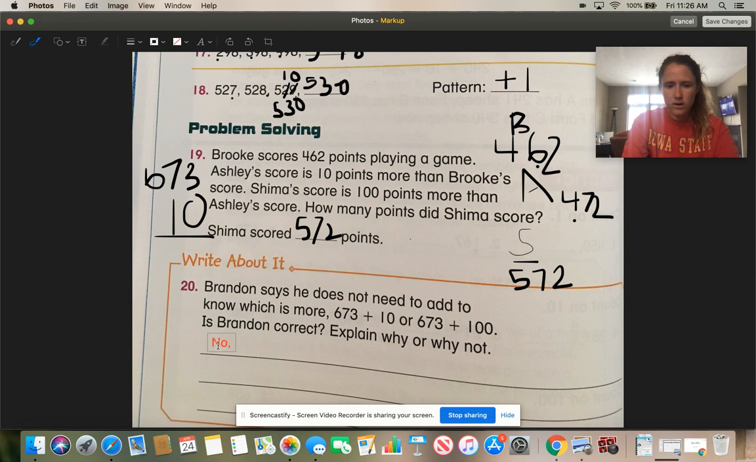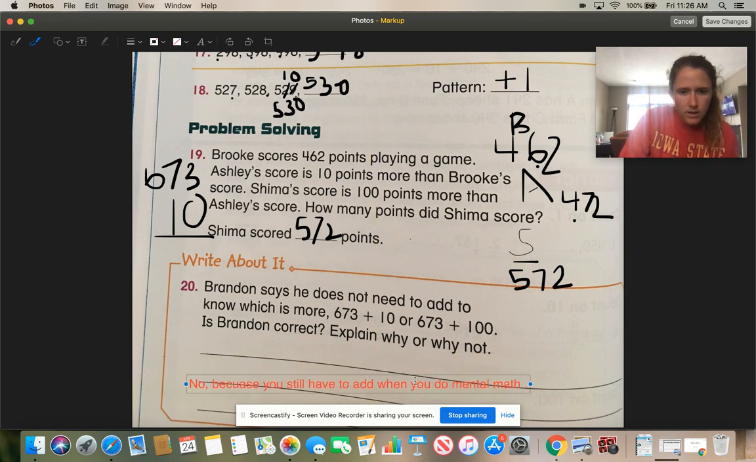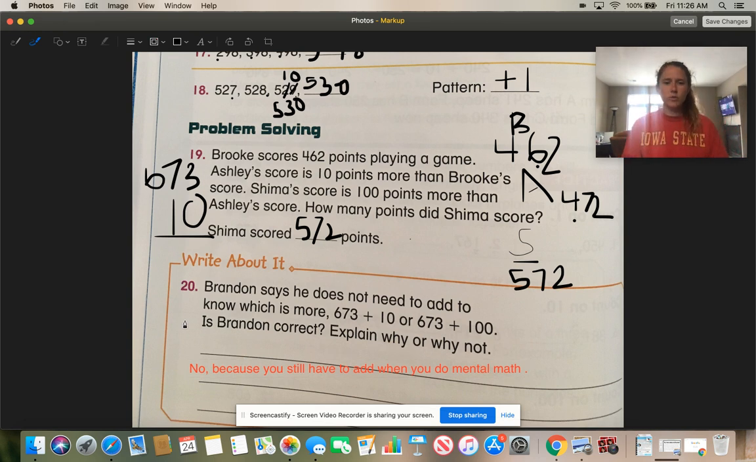So I think he's not adding since he's doing mental math, but you still add when you do mental math. So no, he's not correct because you still have to add when you do mental math. You're just not doing it on paper. So even though you're not adding like in the way we think of adding sometimes, like writing it down on a piece of paper, you're still adding even if you do it in your head.